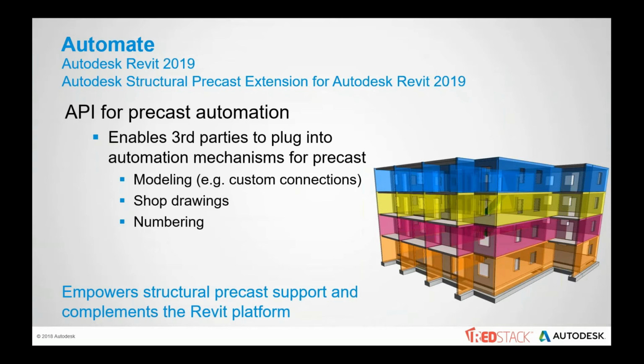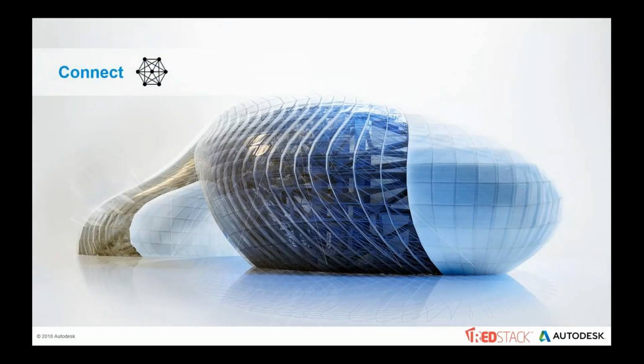The Precast for Revit dedicated API allows bespoke configurations for modelling, such as segmentation and reinforcement rules, position of lifters and connections, and also bespoke documentation like custom annotation styles or multiple shop drawings for an assembly with one click, or customised numbering. This is going to empower structural precast support, and it just complements Revit.